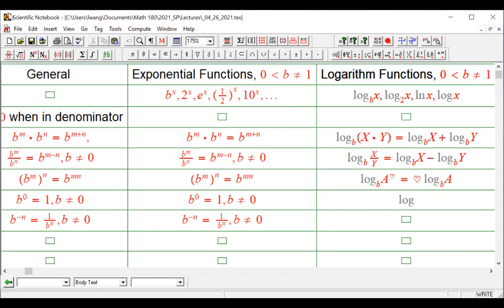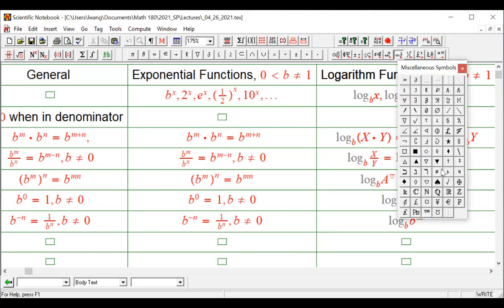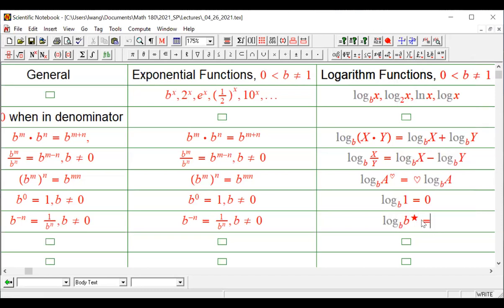And these are special cases. The log base B of one is always equal to zero, and there is the other property too. You wouldn't need to specifically memorize these properties. Suppose I put a star instead of the heart again, and that will be equal to the star.